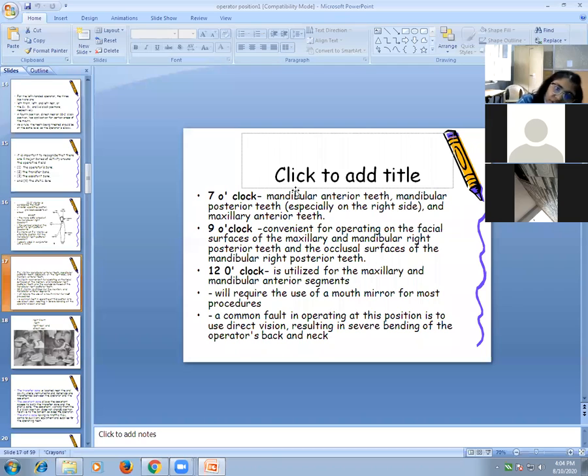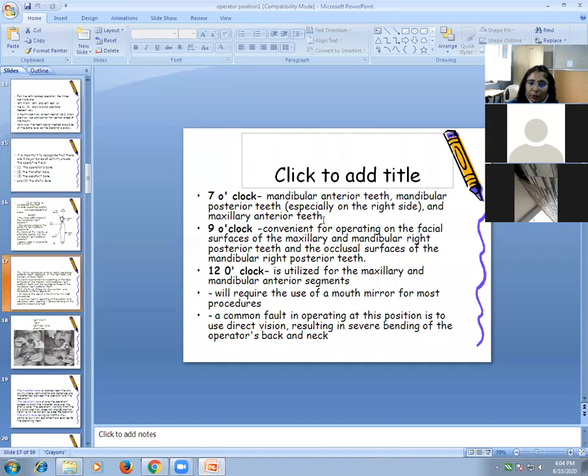The 7 o'clock position is usually used for mandibular anterior teeth, mandibular posterior teeth on the right side, and maxillary anterior teeth, usually on the buccal or facial surface. The 9 o'clock position is convenient for operating on the facial surfaces of the maxillary and mandibular right posterior teeth, and the occlusal surface of the mandibular right posterior teeth.